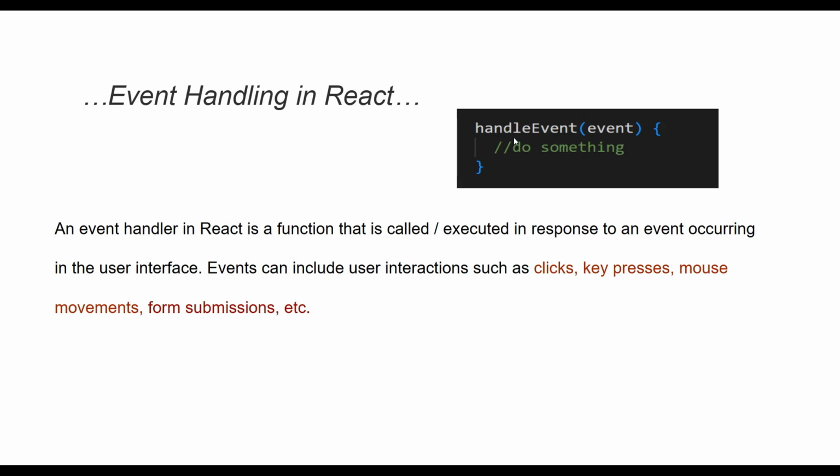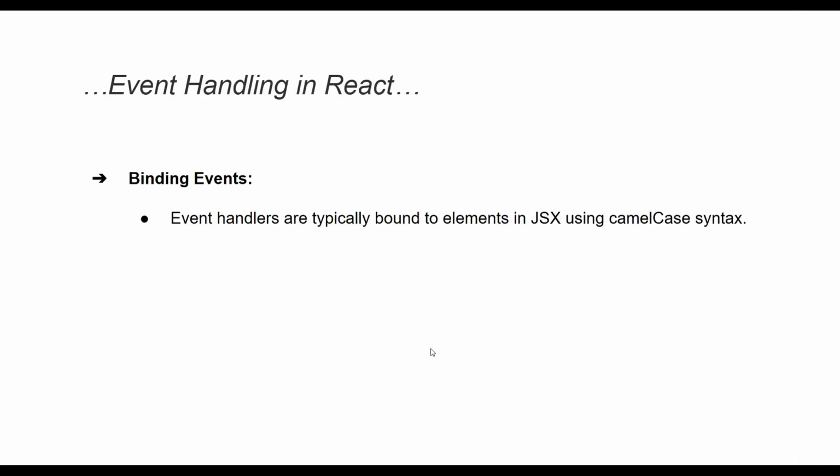So for example, we can define a function like this that wants to handle an event. Whenever that event happens, we're going to do something inside the function. Right here we have the event binding. When we define a function, a series of instructions, somewhere, we then bind that function to an event, right? Event handlers are typically bound to elements in JSX using camelCase syntax.